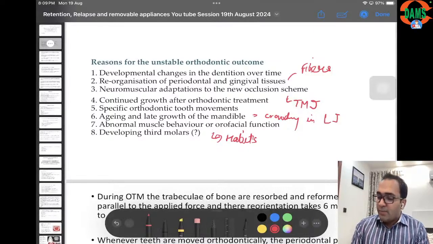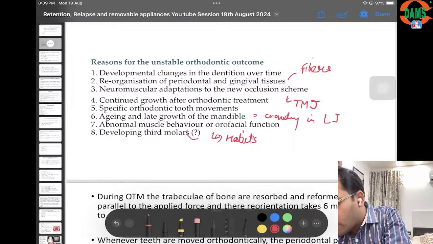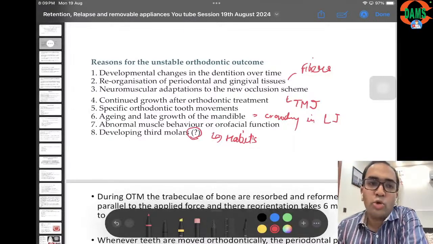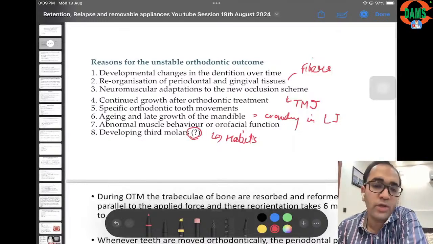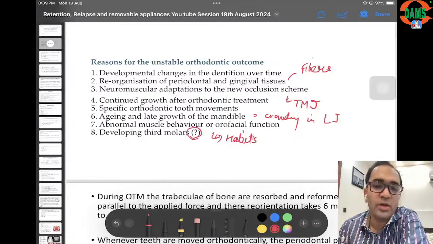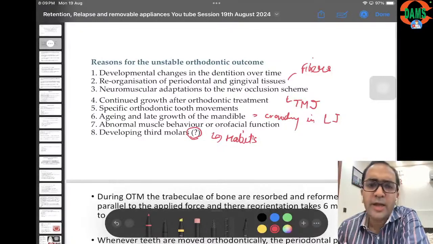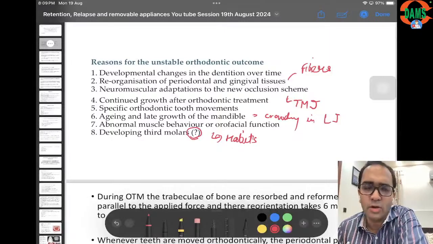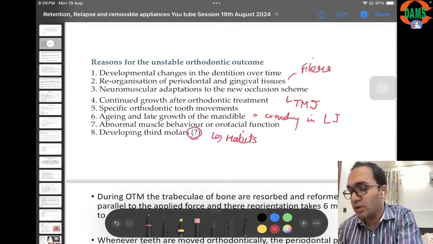And lastly, developing third molars. And why is there a question mark in front of it? Because this concept is no longer accepted. Earlier it was said that the erupting third molars lead to lower incisor crowding, but this concept is debatable and is nowadays not accepted, that erupting third molars can lead to an unstable or lower incisor crowding. That's why they have put a question mark and it is hence the last.